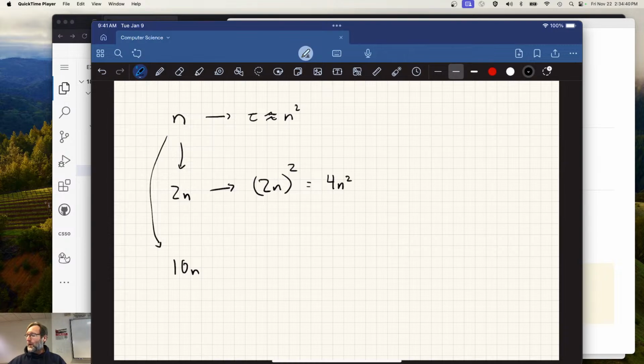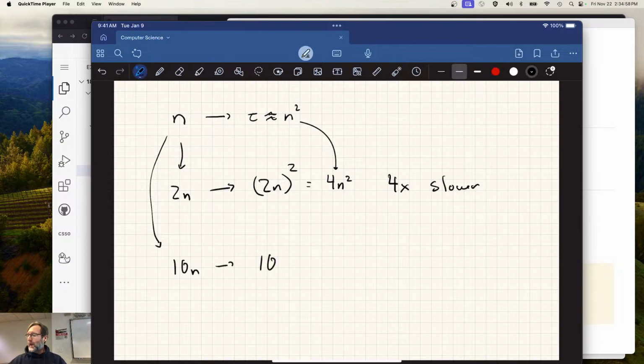4n squared. In other words, when I go from here to here, it is 4 times slower. Right? When I double the input size, when I go from 1 million up to 2 million, it's going to be 4 times slower. Let's go up in order of magnitude so that we can really understand this.